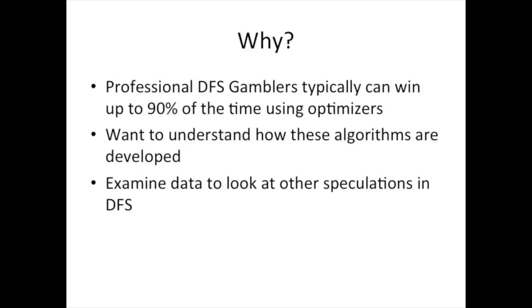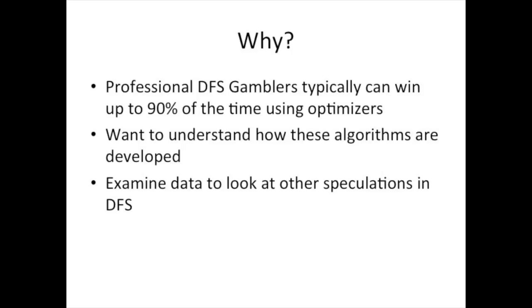So why is this significant? Well, professional gamblers typically can win up to 90% of the time using their optimizers and their algorithms. So essentially, we can formulate our odds to win by just developing a good algorithm for this, which I think is pretty interesting considering how volatile sports can be and how unpredictable they can be. Professionals have been able to do this in a controlled manner.